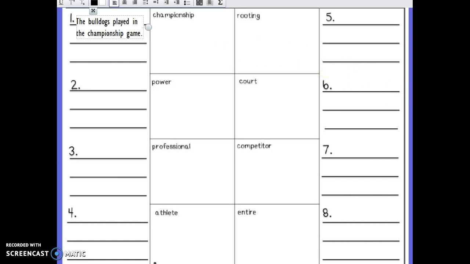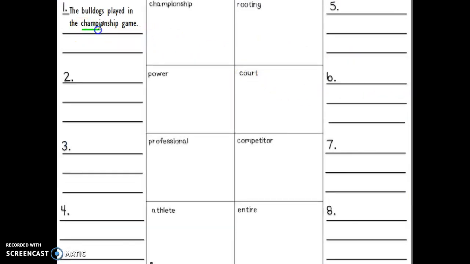After you use your word in a sentence, make sure you underline the word. That way, sometimes we get so caught up in writing sentences we forget to actually use our vocabulary. So make sure you're underlining the vocabulary word you use in each of your sentences.